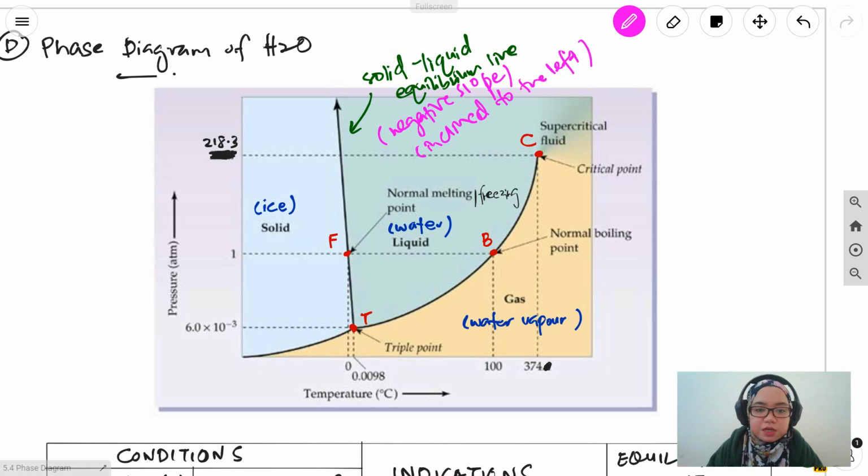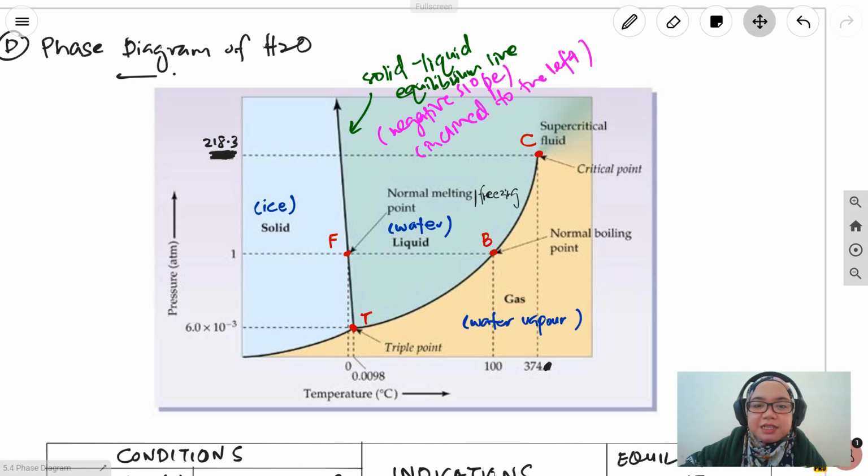Okay, so we will look at the phase diagram of water. We will discuss what is in the phase diagram of water. First, we identify that in the phase diagram of water, the solid-liquid equilibrium line inclines to the left. It has a negative slope. Why? We will see after this why it inclines to the left, why the solid-liquid equilibrium line in the phase diagram of water has a negative slope. Okay, we will see after this.